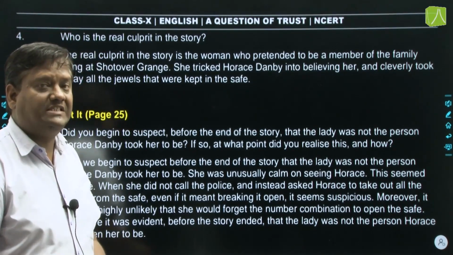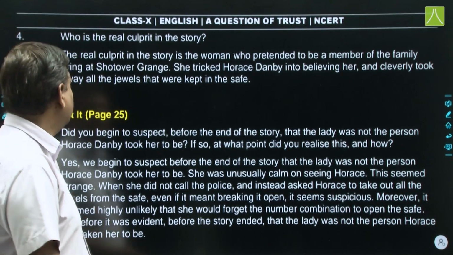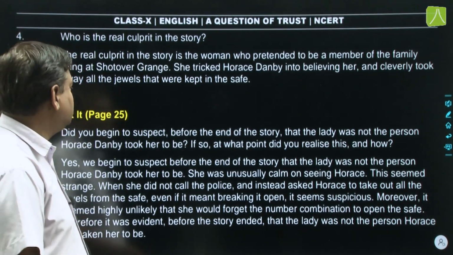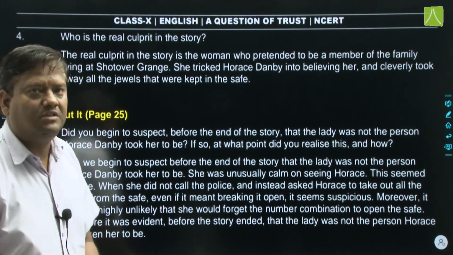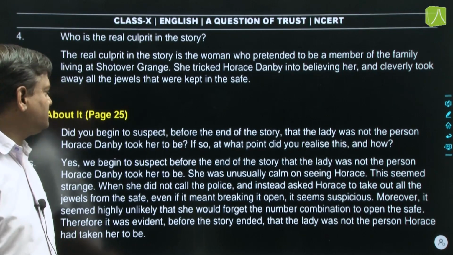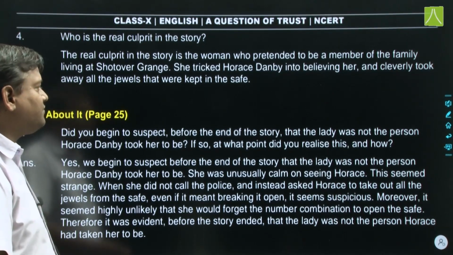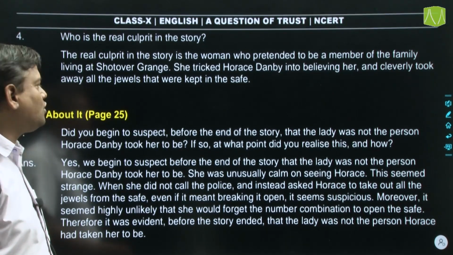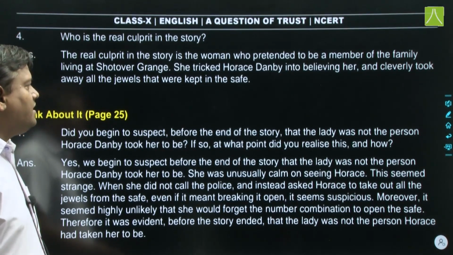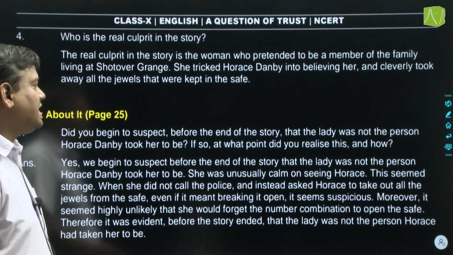After the chapter, we have NCERT questions in the category of think about it and talk about it. So let's discuss the questions. Think about it, on page number 25. The first question is, did you begin to suspect before the end of the story that the lady was not the person Horace Denby took her to be? If so, at what point did you realize this and how?